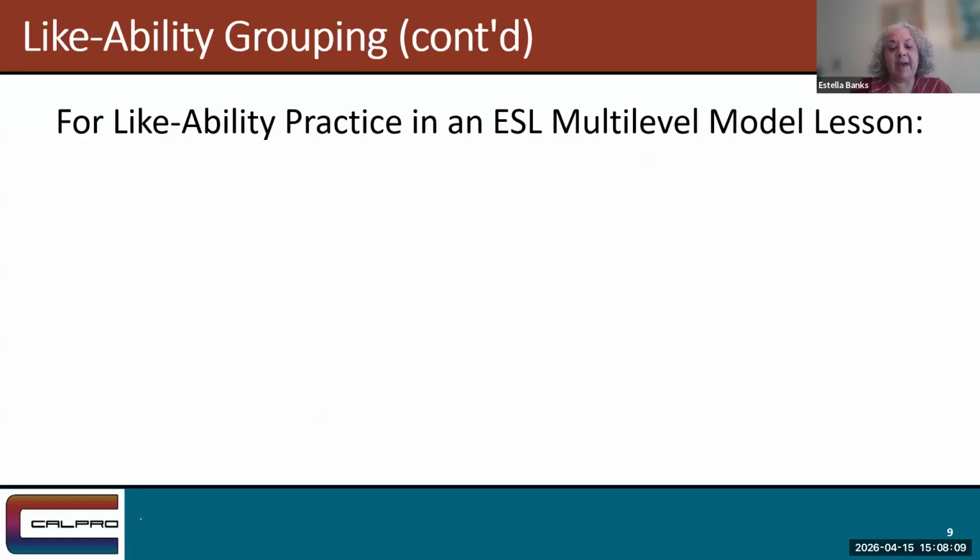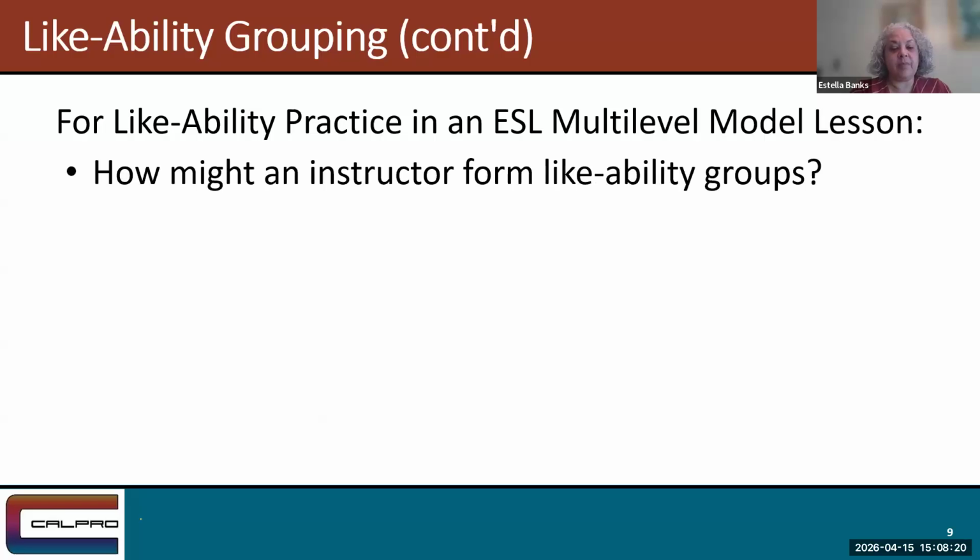So for the likability practice activity in the ESL multi-level model lesson, how might an instructor form likability groups? This is an opportunity for you to share your thoughts in the chat. How might an instructor form likability groups? Okay, same level. Yes. Thank you, Maya. Any other ways that you can group your students by likability?